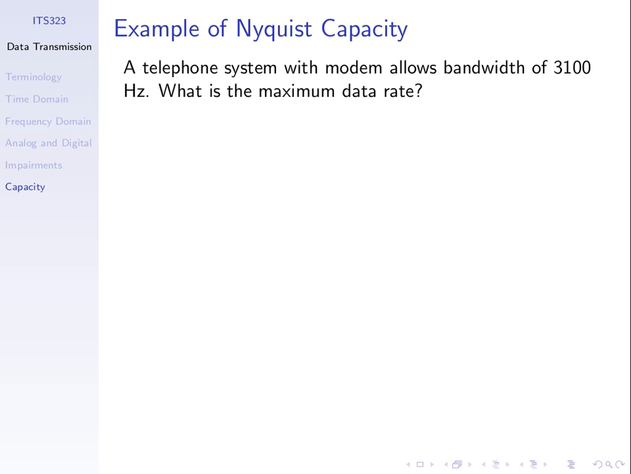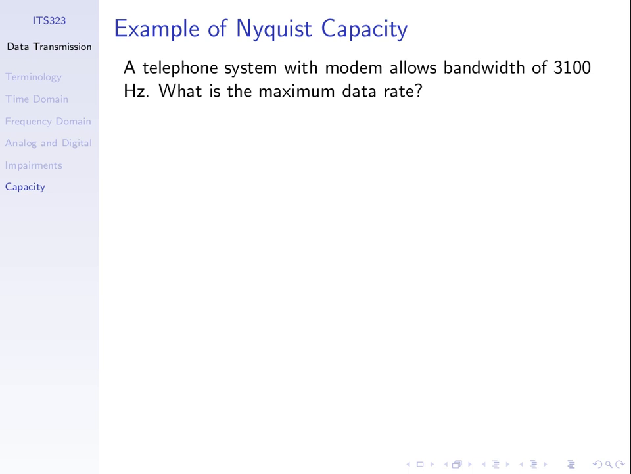If M was 2 to the power of 8 or 256, we have 256 levels. Not 4, not 2, but in that space we have 256 different levels. Then apply our equation. We get the same bandwidth, the capacity equals 2 times 3,100 times log base 2 of 256, which is 8. Which is what? 49.6 kilobits per second. Getting close.